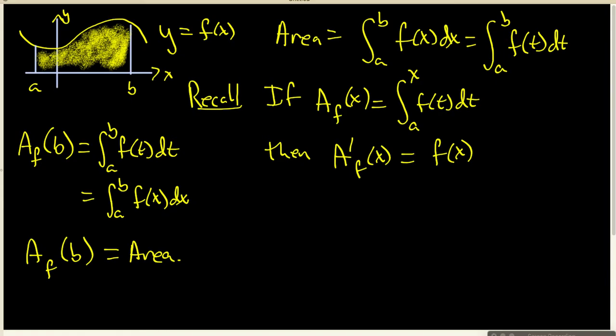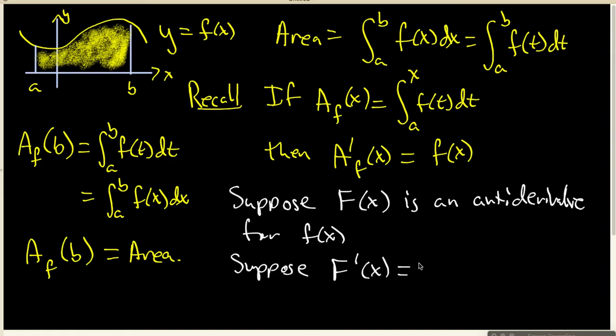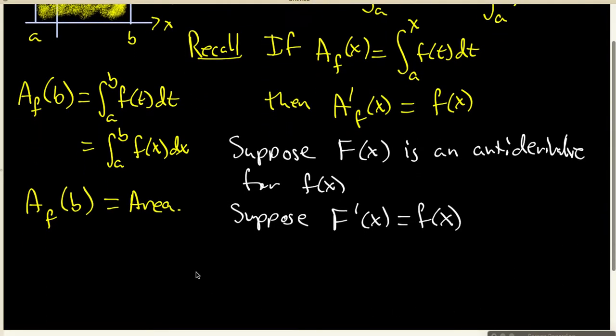Now what I want to do is make a new hypothesis. Suppose we know that capital F of x is an antiderivative for little f of x. In other words, we're going to suppose that capital F prime is equal to little f. And I want to see what that says.